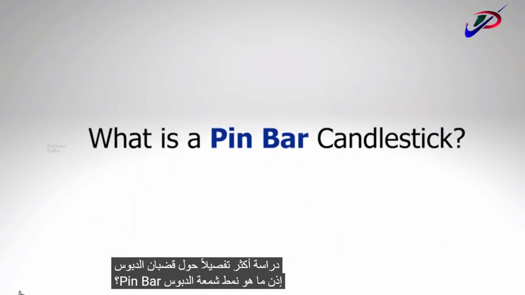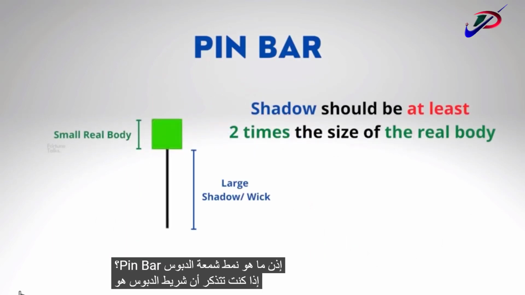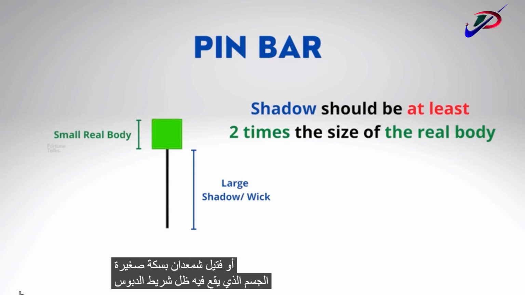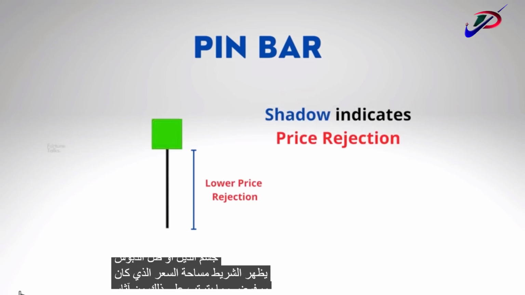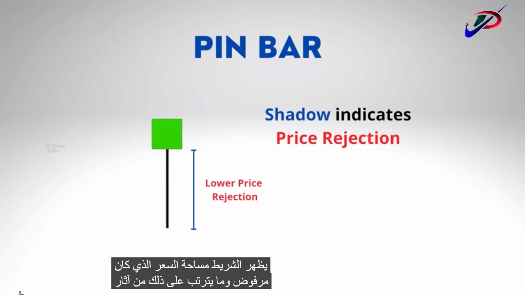So what is a pin bar candlestick pattern? If you remember, a pin bar is a candlestick that has a very large shadow or a candlestick wick with a small real body. The shadow of the pin bar is at least 2 times the size of the real body. The tail or the shadow of the pin bar shows the area of the price that was rejected, and the implication of it is that the price will continue to move opposite to the direction the tail points.